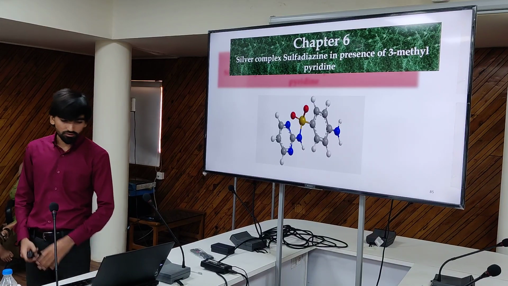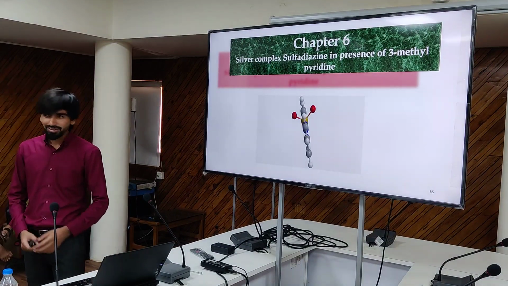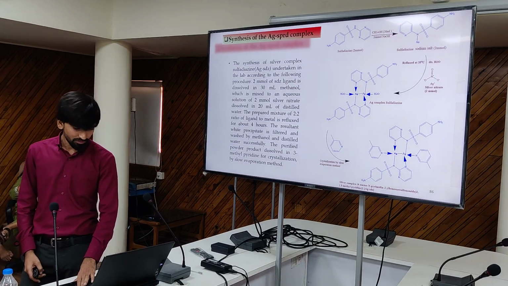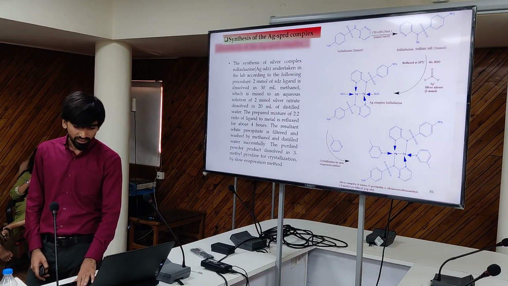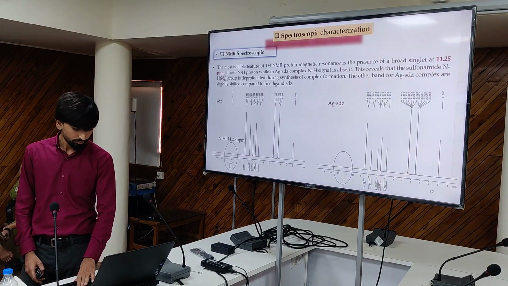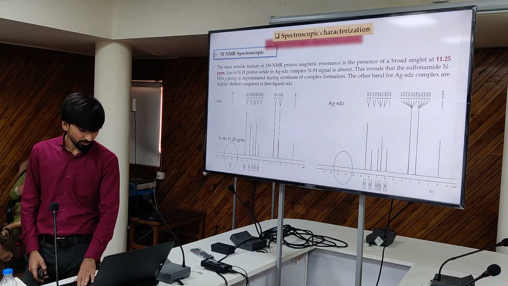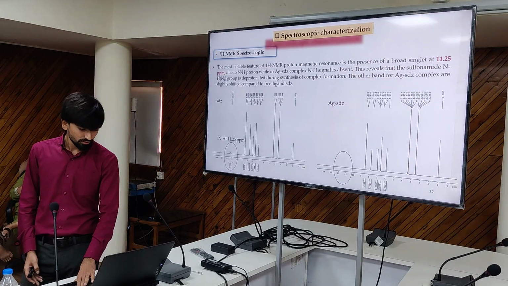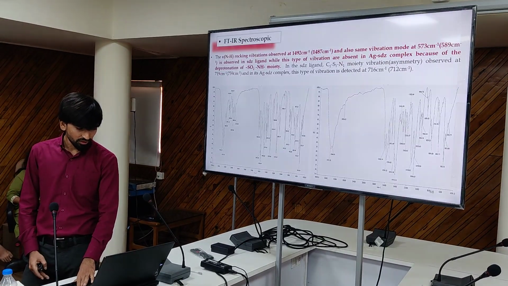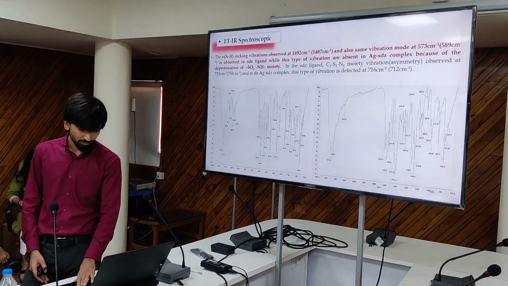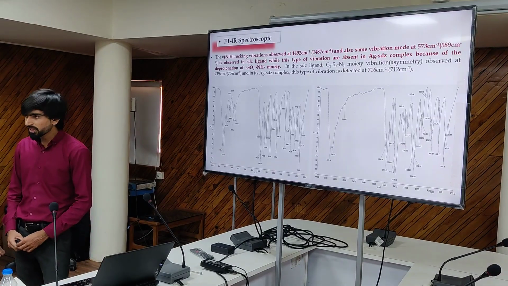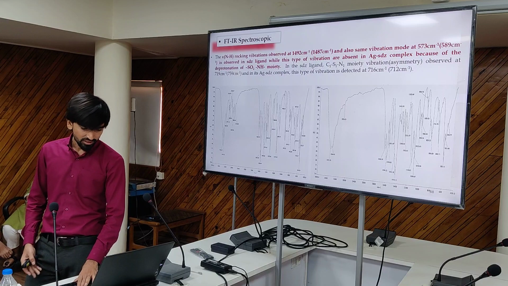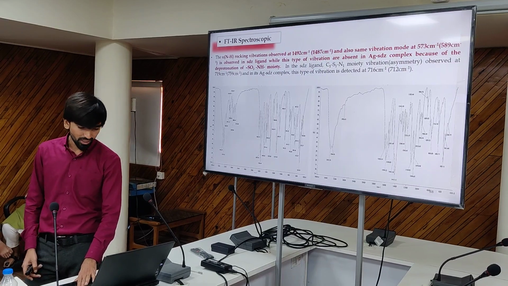Chapter 6, silver complex of sulfadiazine based on 3-methylpyridine. The synthesis process is the same as we discussed in the previous chapter, but here I take the 2:2 ratio. This is the 1H NMR spectroscopy. The peak is absent in the case of the metal, which suggests that the metal is now binding with the nitrogen atom, and the same thing in the FTIR spectroscopy. Some vibrations are present in the case of the sulfapyridine molecule, and those same vibrations are absent in the case of the metal complex, which suggests deprotonation of the NH2 amine moiety.